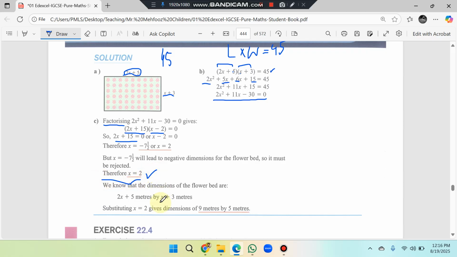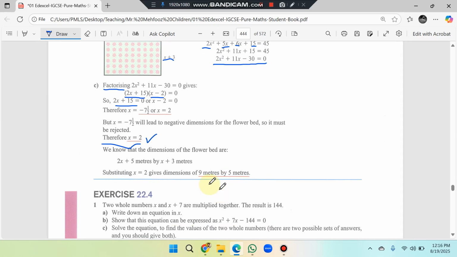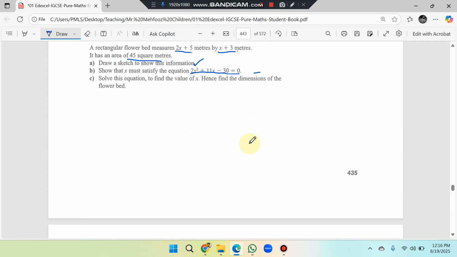We know that the dimensions of the flower bed are 2x plus 5 meters by x plus 3 meters. So when we substitute this value into the length and into the width, your answer will be 9 meters by 5 meters. So this is your solution of the given example. Do you understand this example?